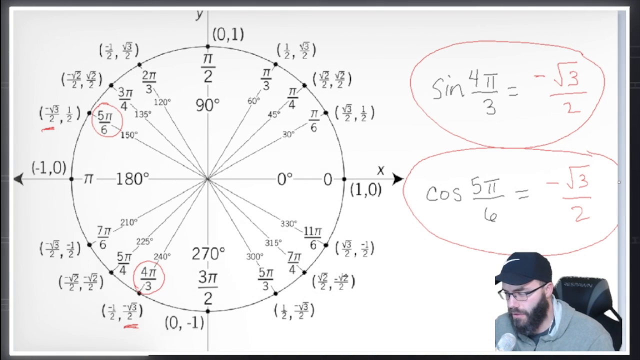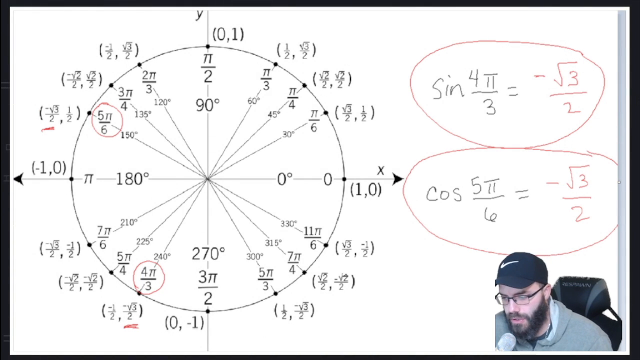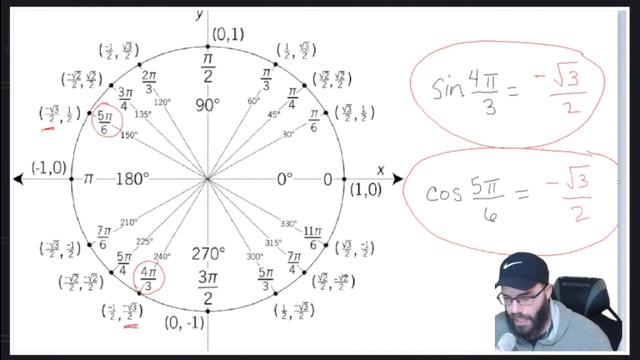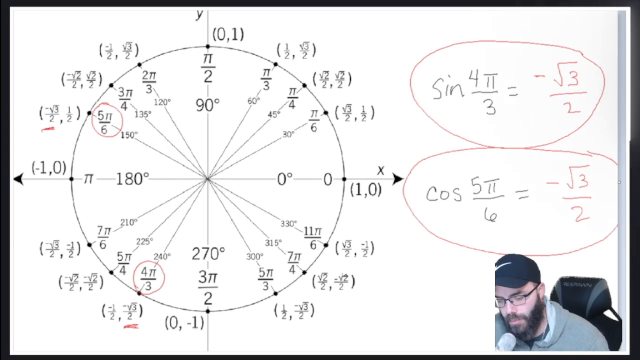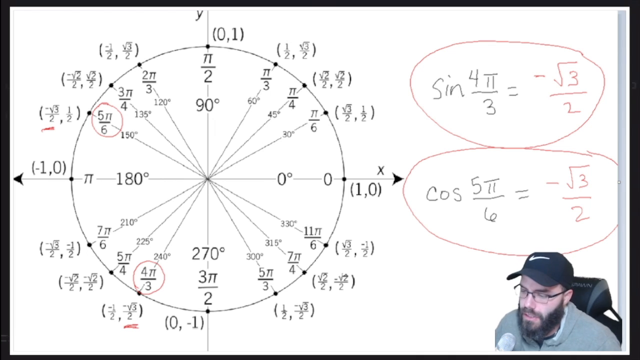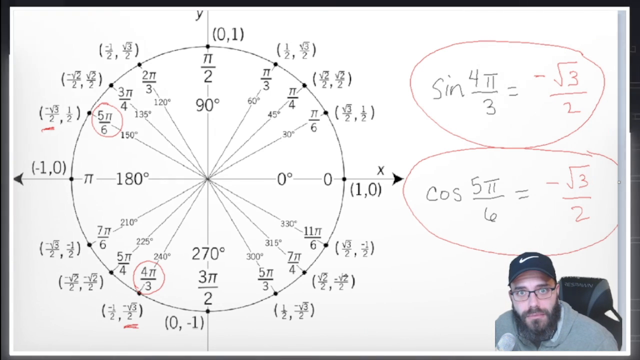Now we can go in further depth about this unit circle, why those exact values are what they are, and I'll give you an idea. Maybe you remember 30, 60, 90 special right triangles and 45, 45, 90 degree special right triangles. So basically this circle is split up into all these special right triangles.